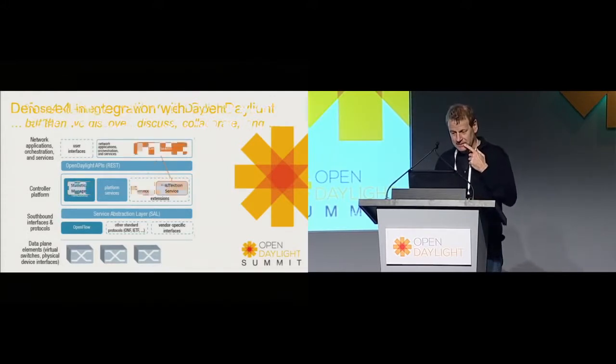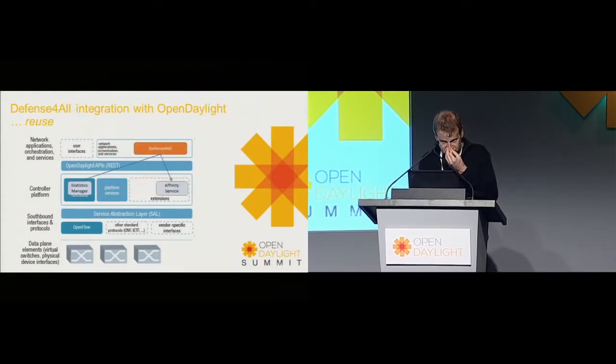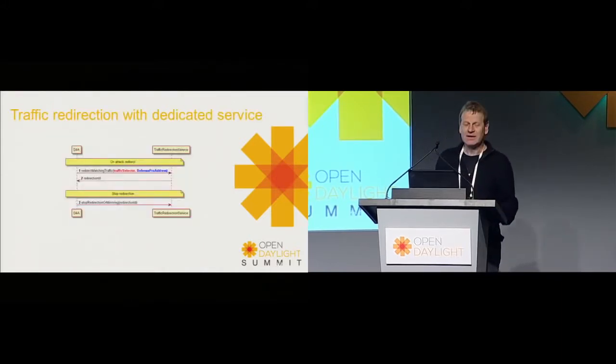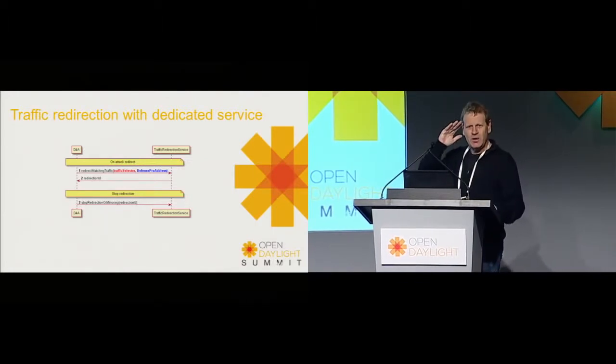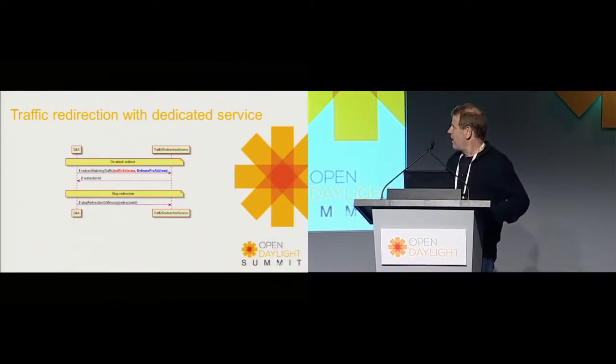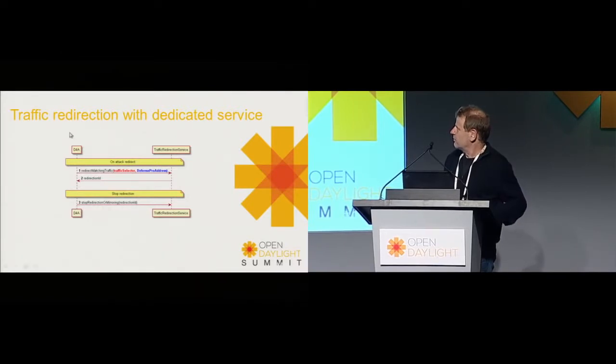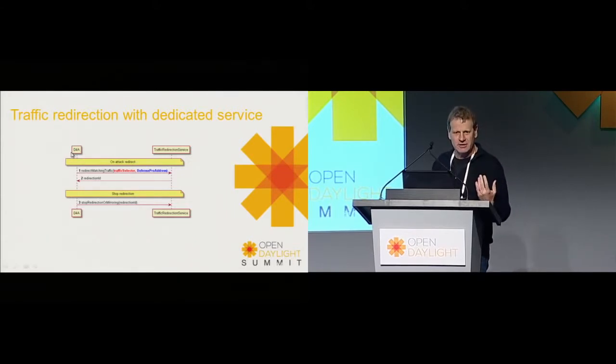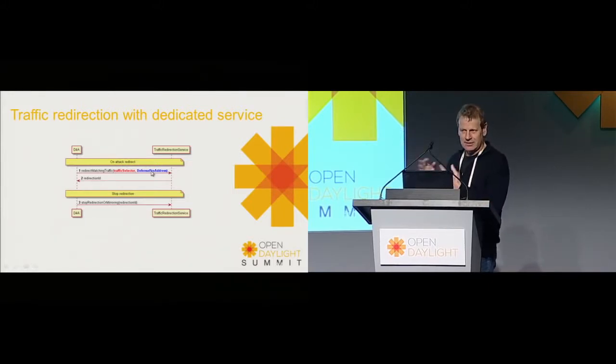What does this mean? This is just an animation of what I just said. This is basically the way we envision the system. We have the Defense4All here on the left, and we have, for example, the traffic redirection system. Whenever the Defense4All notices that one of the protected objects is under attack, it will issue a very simple API that says, take the suspicious traffic, move it to a scrubbing center. What it means to do this is not the Defense4All problem, it's the traffic redirection problem.